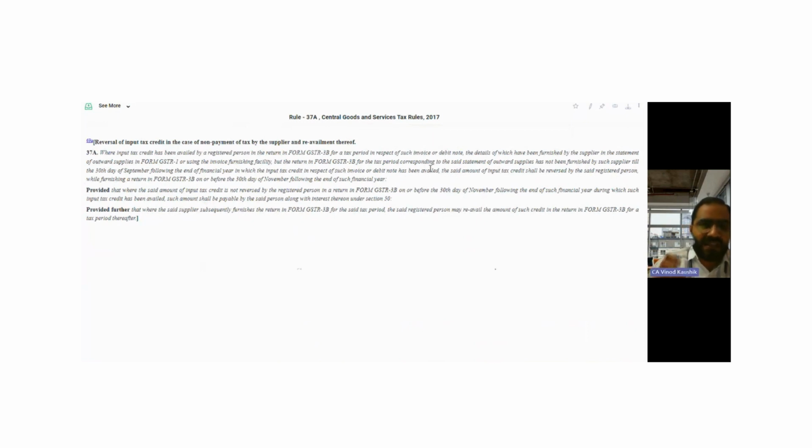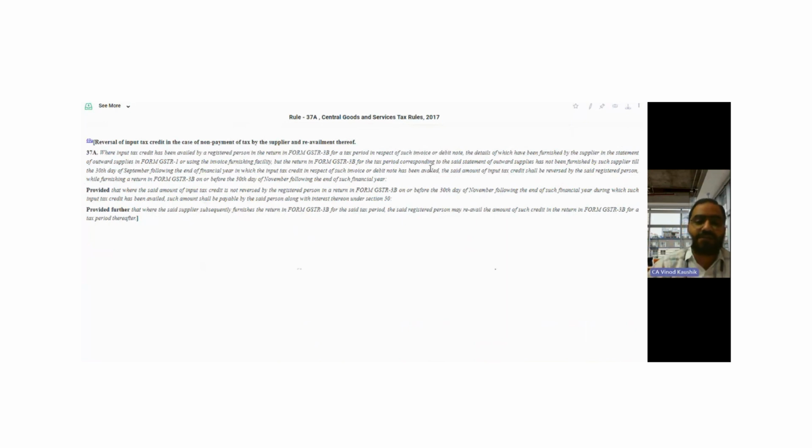37A in summary says, as you all understand, that there are two monthly returns. In GSTR-1 the invoice level information is filed, and 3B is where the consolidated amount is filed and the tax is paid. But suppose a supplier has only filed GSTR-1 but has not filed GSTR-3B, it means that supplier has not paid tax to the government. The condition of 16(2)(c) is clearly violated. When 16(2)(c) is violated, that means I need to reverse the input tax credit.